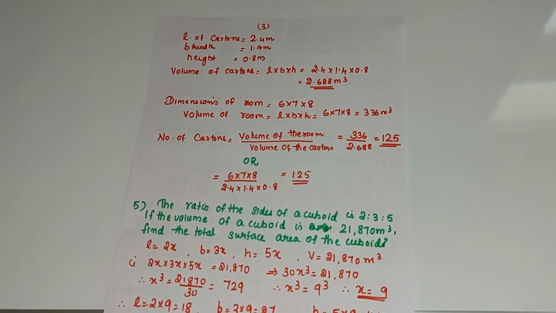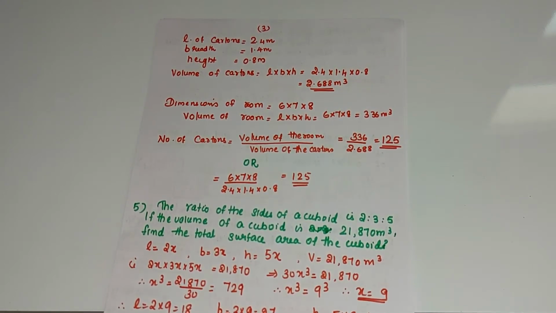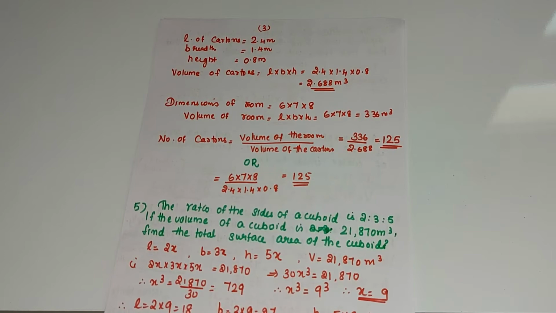Here length of the carton is equal to 2.4 meter, breadth of the carton is equal to 1.4 meter, height is equal to 0.8 meter. Now volume of the carton is equal to L into B into H, which is 2.4 into 1.4 into 0.8, equal to 2.688 meter cube. So we got the volume of the cartons, and now find the volume of the room.